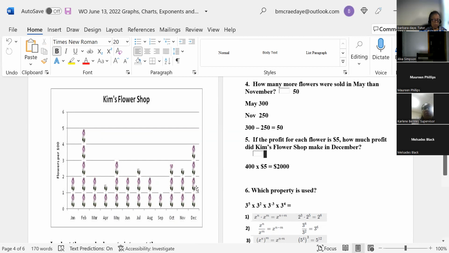Now suppose I had November instead of December. What would be the profit? The profit would be $1,000. How many flowers in November? 250. 250 times 5. You know this. So 5, 10. 1,200.